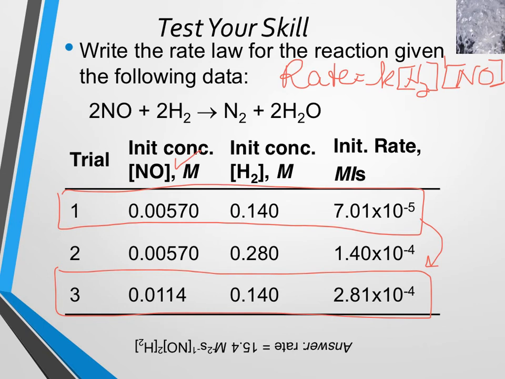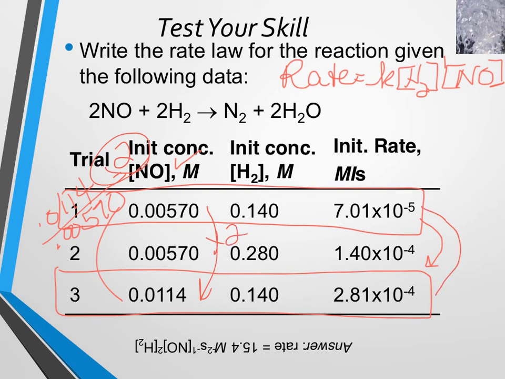And so what have we done between 1 and 3? Well, 0.0114 divided by 0.00570 is very close to 2. So we have increased the concentration of nitrogen monoxide by a factor of 2 from trials 1 to 3.